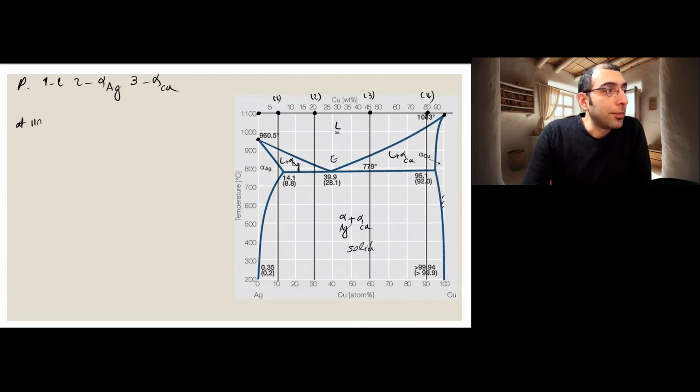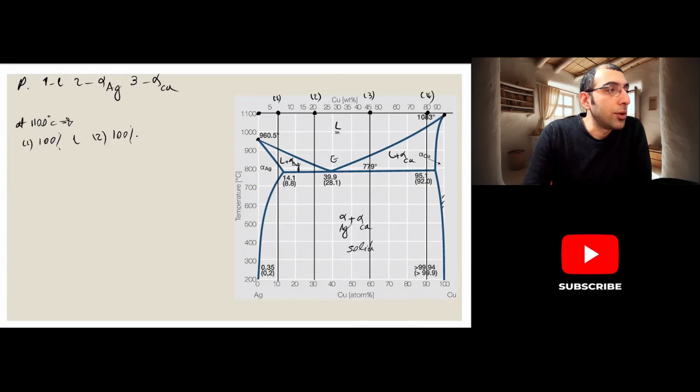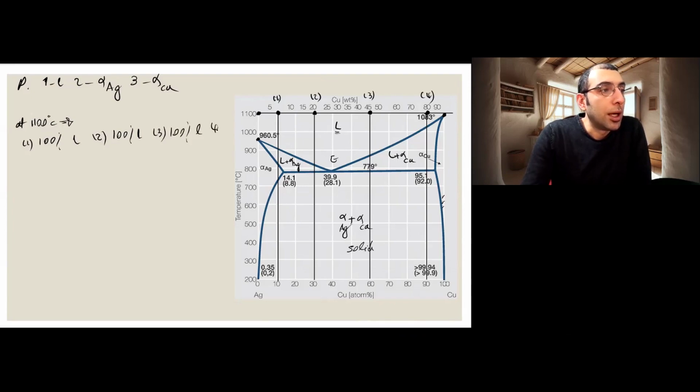At 1100 degrees Celsius, what do we get? For alloy number 1, we are in the liquid region, so we get 100% liquid. For alloy number 2, we are here, in the liquid region, so also 100% liquid. For alloy number 3, liquid region, 100% liquid. Alloy number 4, also 100% liquid. Okay, so it's all 100%.